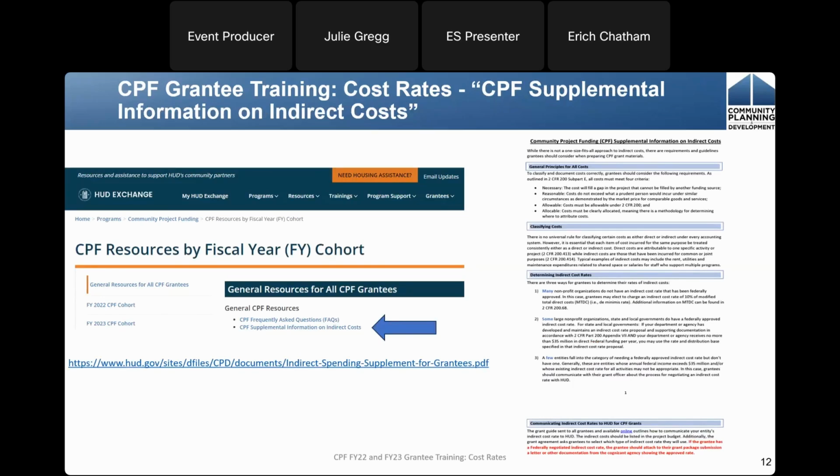Additional or supplemental information related to indirect costs can be found on the CPF website. We're showing you where this PDF is linked. And you can see a screen grab on the right-hand side for general principles for all cost, classifying cost, and then determining indirect cost rates. So it's a quick guide, if you will, on the topics to be covered throughout this webinar. Next slide.